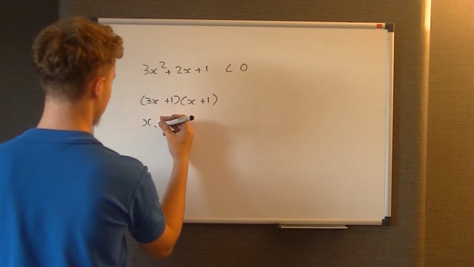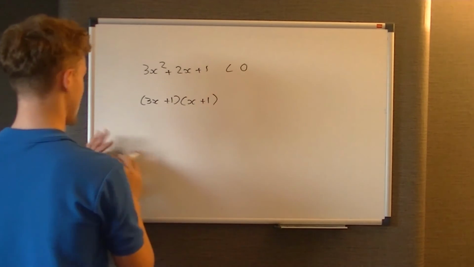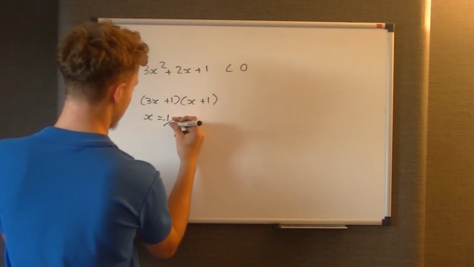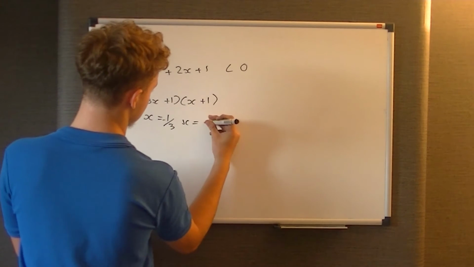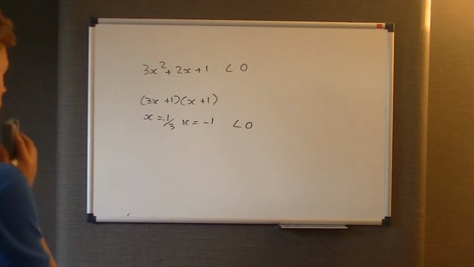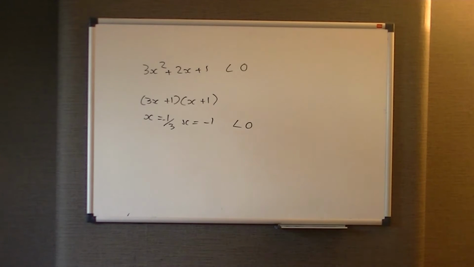So x would be either, so you've got here x is equal to negative a third, or x equal to negative 1, or equal to 0. Sorry, just missed something out there.